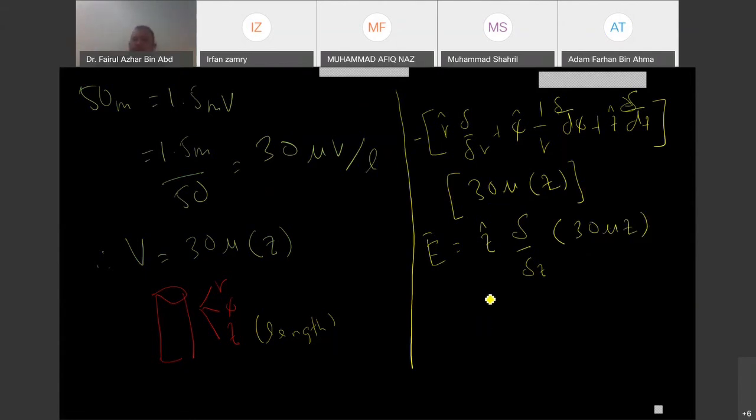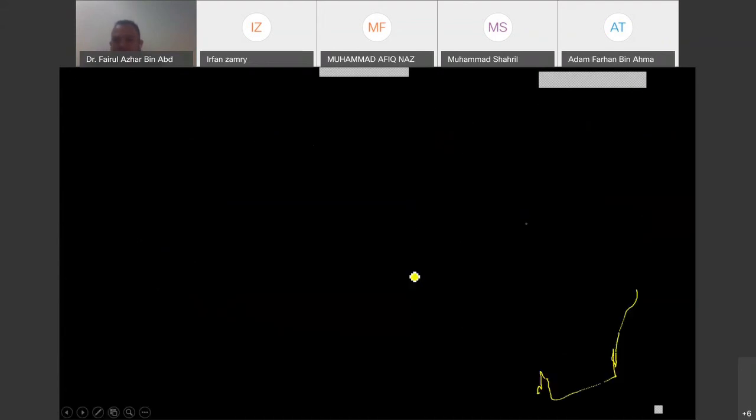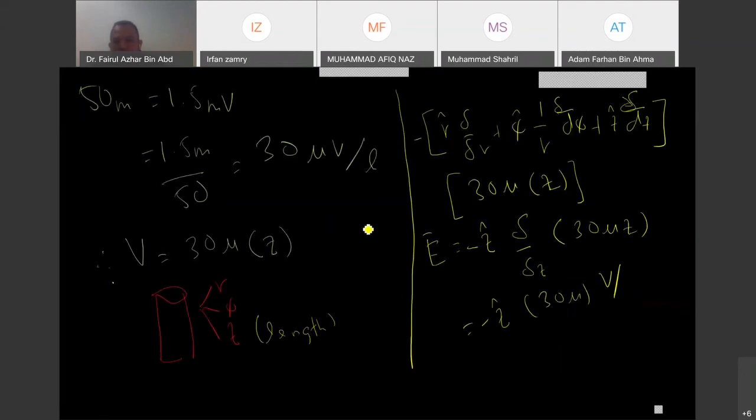It doesn't make sense actually, so we have negative. If we differentiate, there will only be 30 micro left. Okay, never mind, let's look at the volt per meter first. So we have the vector E equal to minus, what was it, 30 micro.